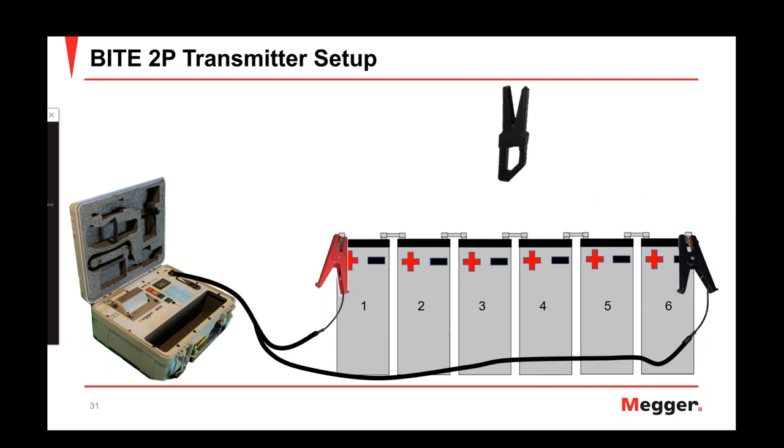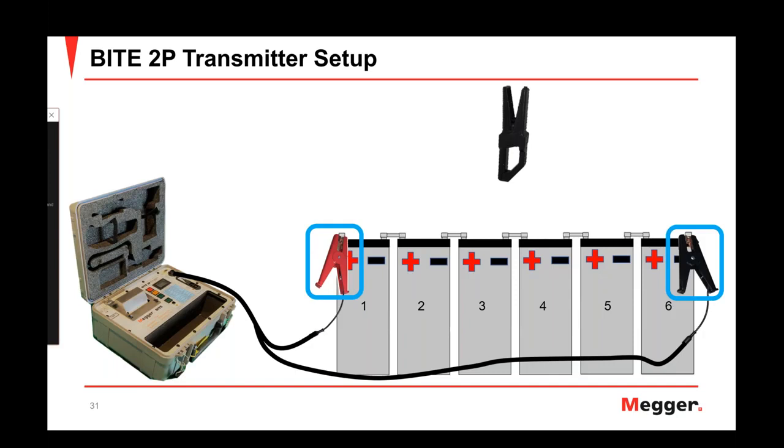So to be able to set up our test with the current transmitter, this is an example of it here. And what you're going to do is you're going to have your red and black injection clamps connected to the current transmitter, and then you're going to have the red injection clamp applied to the positive post of the first battery in the string, as you can see here on cell number 1. And then the black injection clamp is going to be connected to the last negative post of the string, in this case on cell number 6.